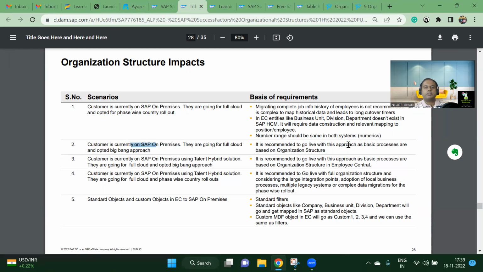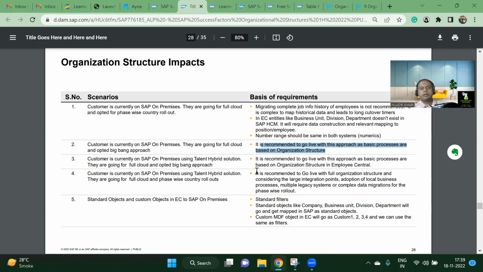It is recommended to go live with an approach. Its basic processes are based on the org structure. Okay, so again based on your org structure, you have to implement the basic structure. Third one is scenario on-premise customer talent hybrid solutions. They're going for full cloud, but they're going for a big bang approach.